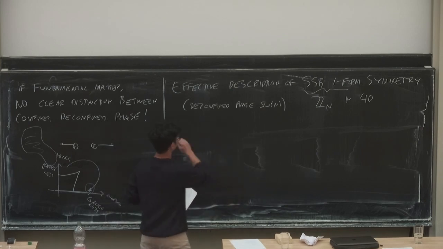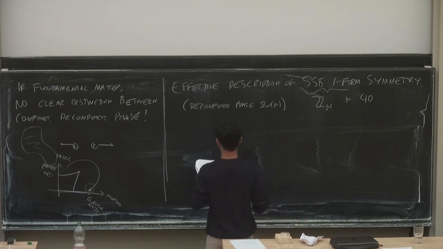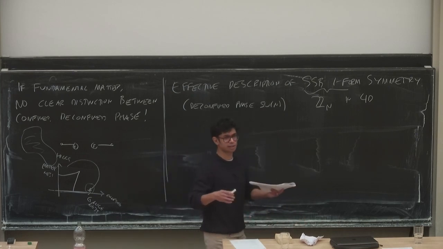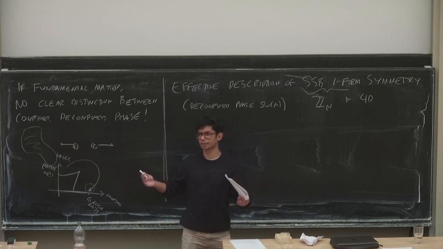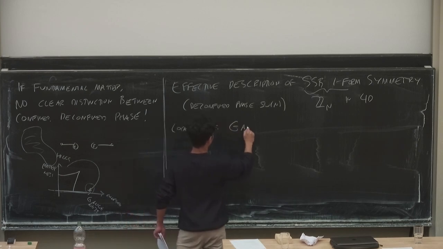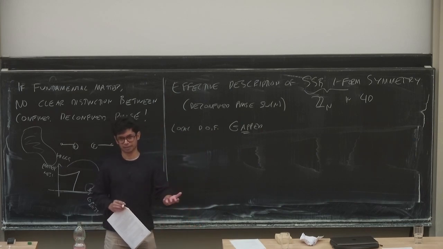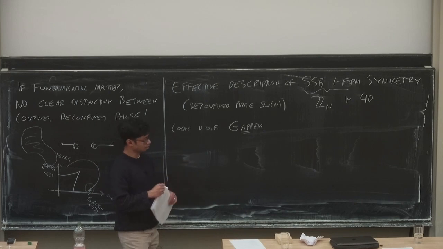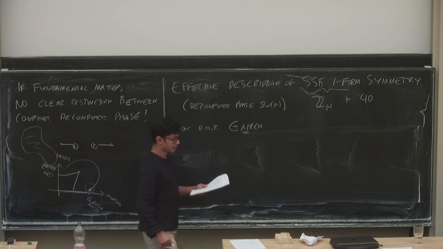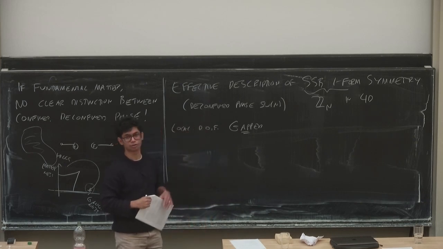So what is the effective description of this? We should first ask, what are the long distance degrees of freedom? Generically, all local degrees of freedom are going to be gapped. They're going to be massive, because there's no reason for them not to be. But what we do need is objects that correspond to the things that are charged under this symmetry.